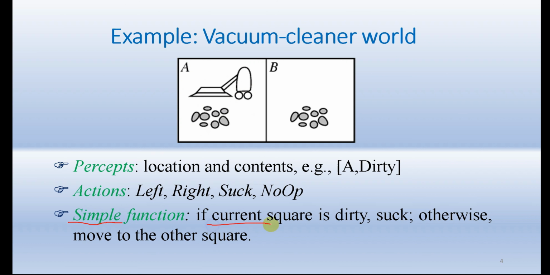If the current square, which is square A because the vacuum cleaner is on square A, right, is dirty, or if there is dust in this room, then the vacuum cleaner sucks that dirt. Otherwise, which means that if it is clean, it moves to the other square. Which square? To square B, right? From here to here.